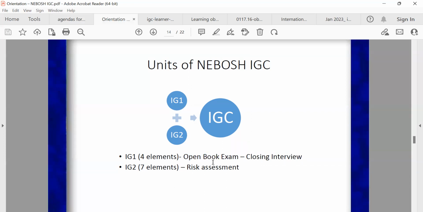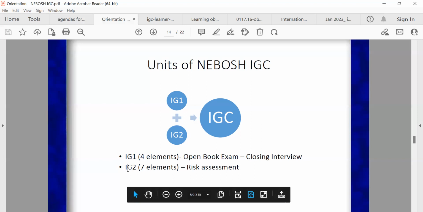You will get 24 hours to complete this examination. You will be given a scenario. Based on the scenario, you have to answer a set of tasks. After the open book examination, there will be a closing interview. The time of this interview is based on your convenience. This interview is to make sure that you have written your examination yourself without any unauthorized assistance during examination. The purpose is to make sure that you haven't done any malpractice.